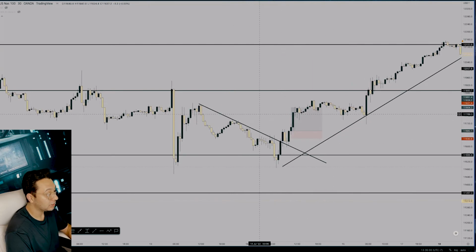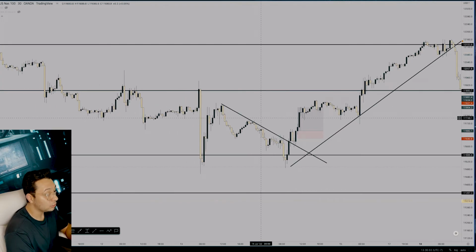Okay, these trades work out all the time, especially on like the NASDAQ and gold. These pairs have a lot of volatility and a lot of momentum, and these are the pairs you want to do it on.